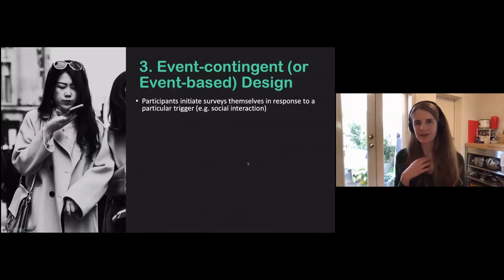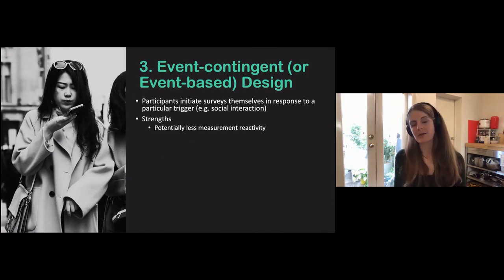The third type of design is an event contingent design. In this design, participants initiate the surveys themselves in response to some sort of trigger. For example, if you are interested in social interactions, you might say every time you have a social interaction, once it's done, please open the app and report in on how it went.